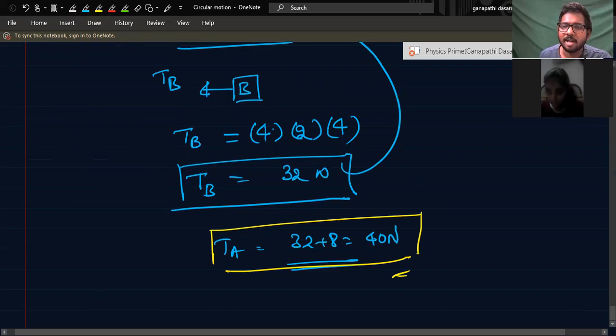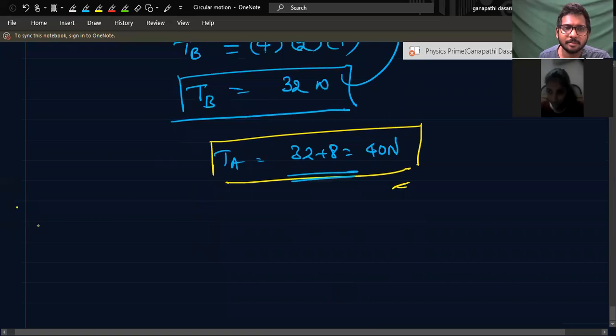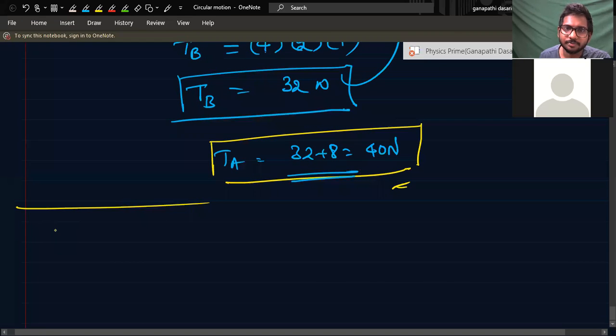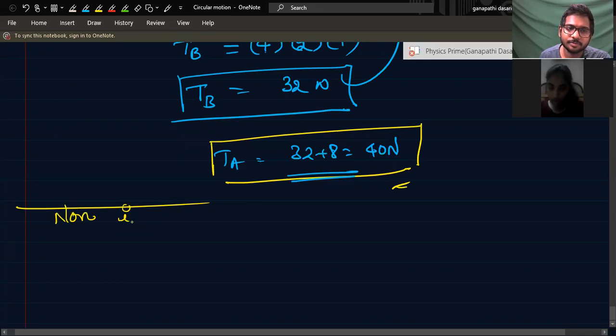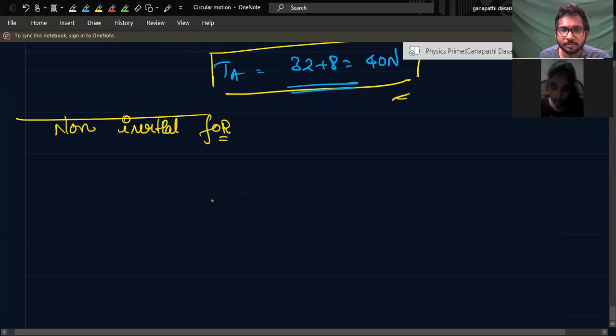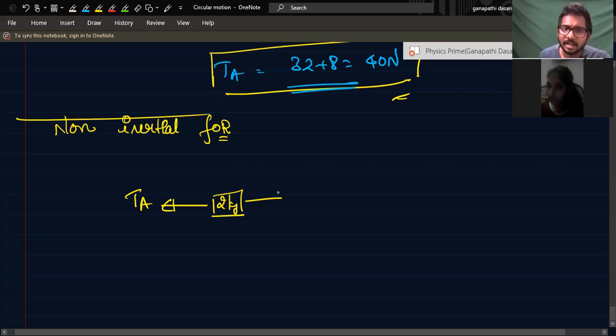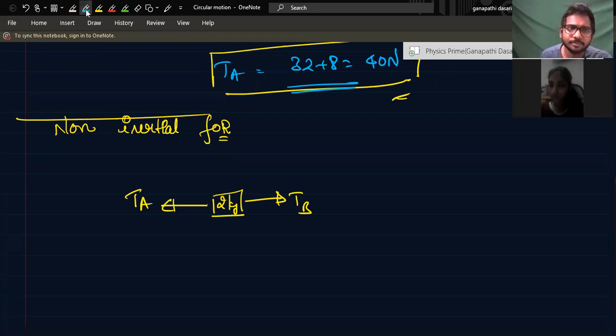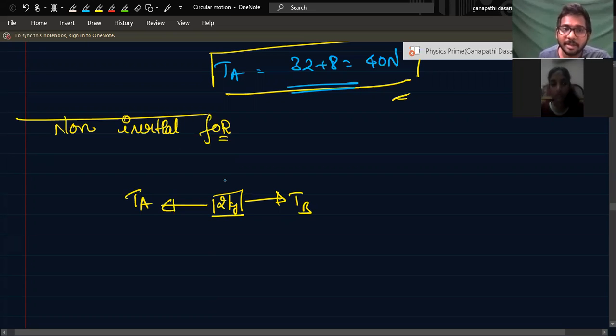Now I'll solve the same question with a non-inertial frame of reference. You should get the same answers. I'll show you. So what is the block here? The 2 kg block. Cut it and pull it. This is the real tension, Ta. Cut it and pull it. There will be Tb.